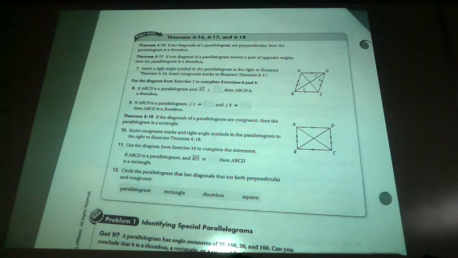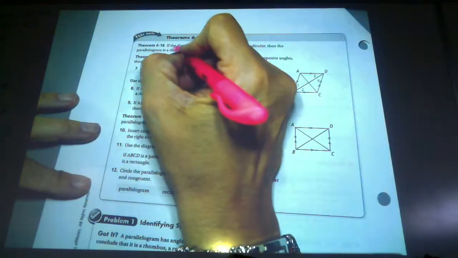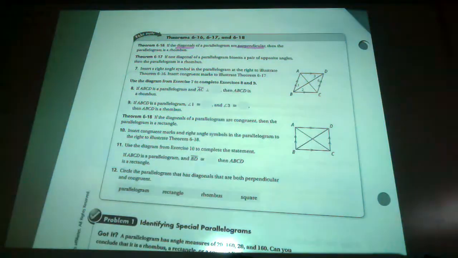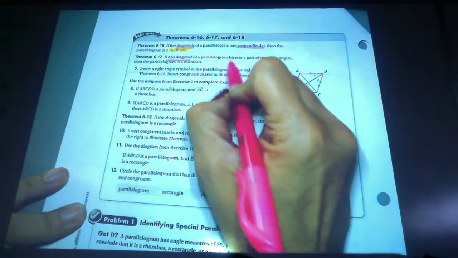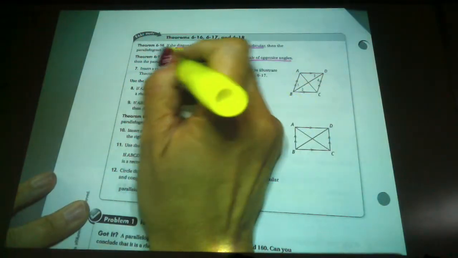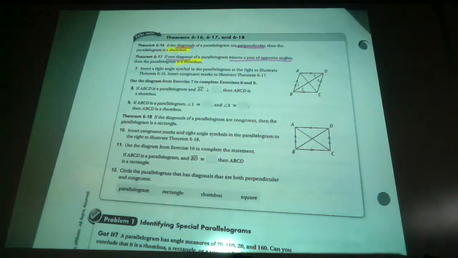So if the diagonals of a parallelogram are perpendicular, then the parallelogram is a rhombus, at the very least. It could also be a square, but at the very least, that belongs in a rhombus. Then if one diagonal bisects a pair of opposite angles, then it's a rhombus. And it just means one diagonal to bisect a pair of opposite angles because in a rhombus, all angles are going to be equal.